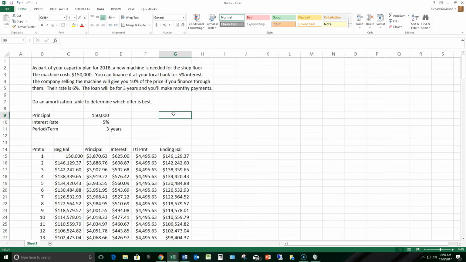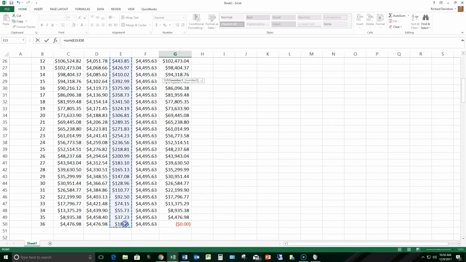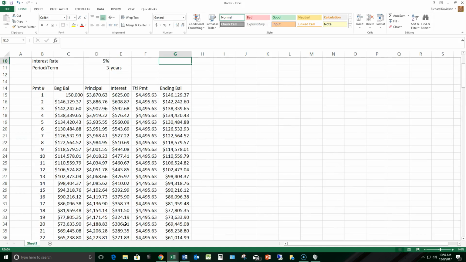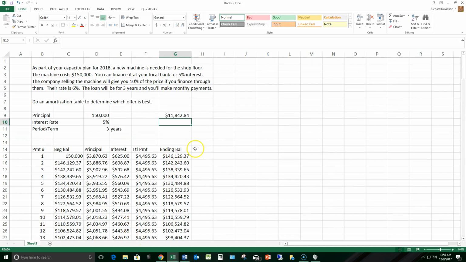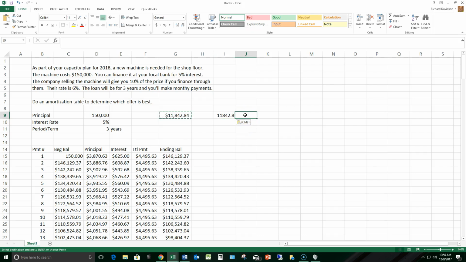And now let's see what our interest payment would be. Our total interest payment, we can do a sum command of the interest column and choose that. That is the total interest we've paid, $11,842.84. So I want to copy that value over. I'm going to right click and paste the value, which is here with the clipboard with the 1, 2, 3. This was the interest for the 5% option.